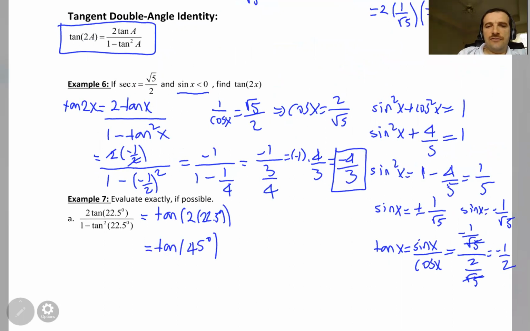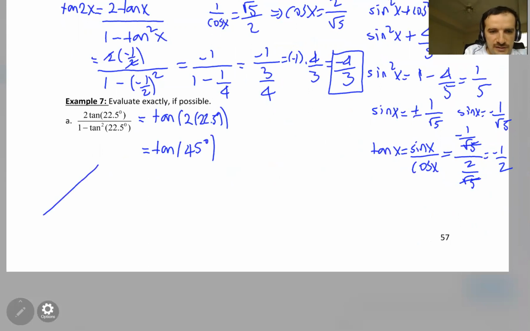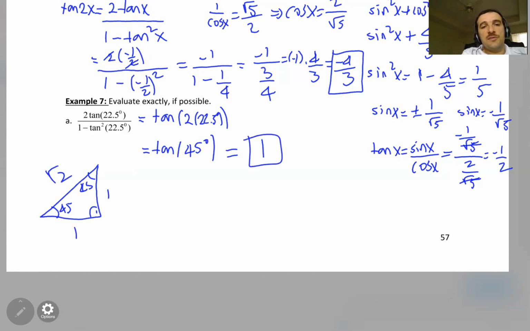What is tangent 45? This is the special triangle, right? 45, 45, 1, 1, root 2. And tangent 45 is opposite over adjacent. It is just 1, right? So that expression is actually equal to 1.